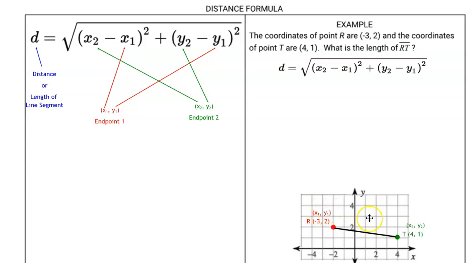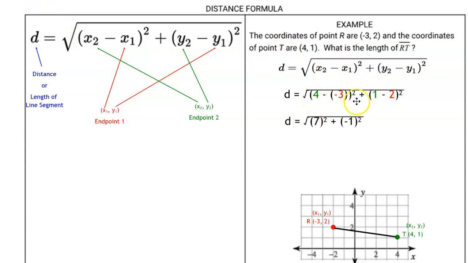And now that I've identified them as x1, y1, and x2, y2, I can easily say, well, x2 is supposed to be 4, y2 is supposed to be 1, etc. So I'll show you that substitution now. And once we complete that substitution, we can move on to simplifying. Again, we're using PEMDAS, so parentheses comes first. The 4 minus -3 and the 1 minus 2 are going to be evaluated first.